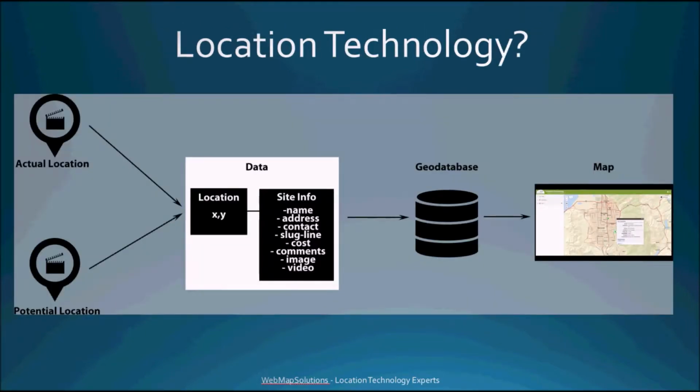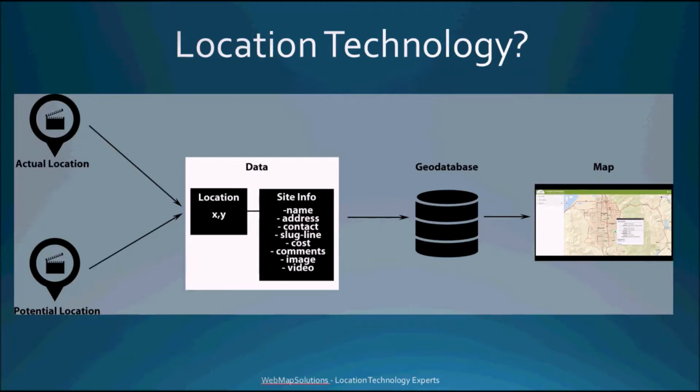So how can location technology help? Let's look through this diagram and walk through it together. On the left-hand side, we have an actual location, maybe somewhere we've chosen that will be part of that particular show. We've also got potential locations, places we're looking at to maybe fit into that actual location group. So what does the data we're maybe collecting on each of those locations look like?